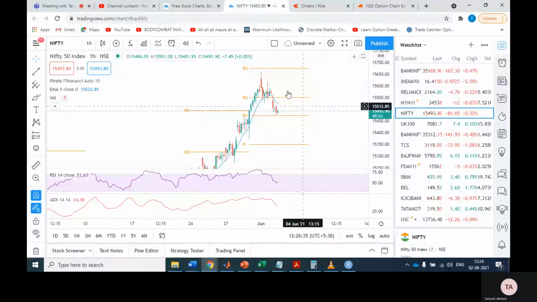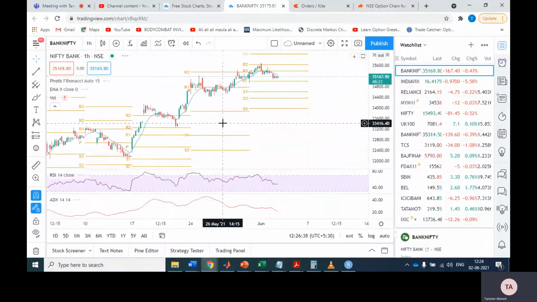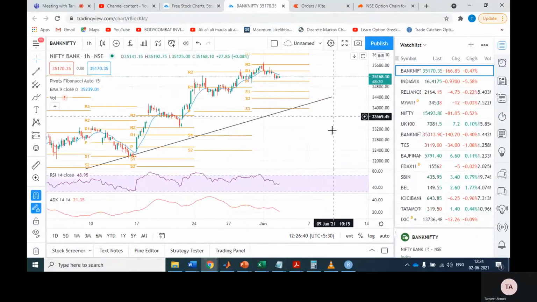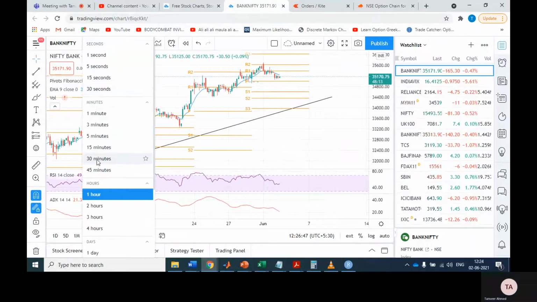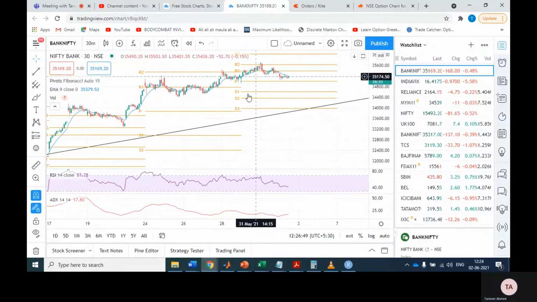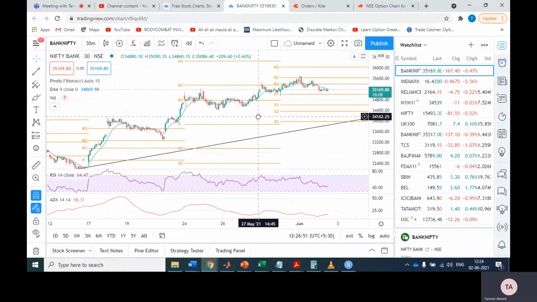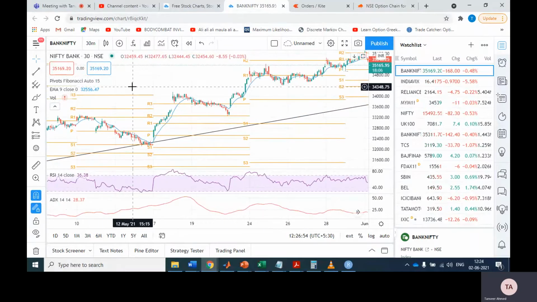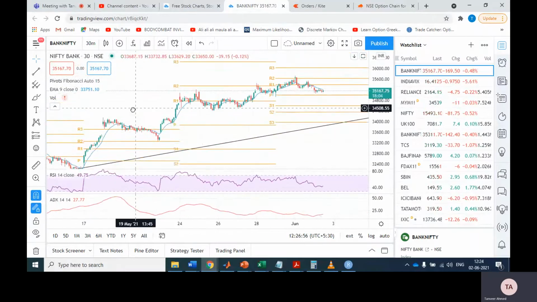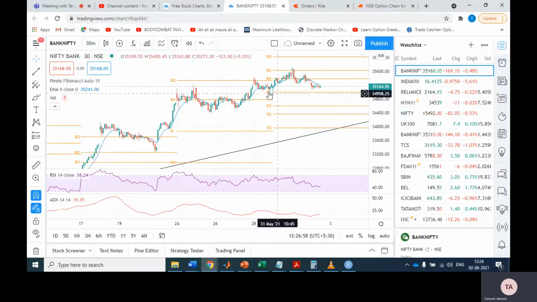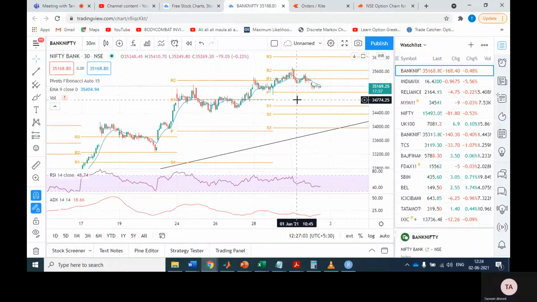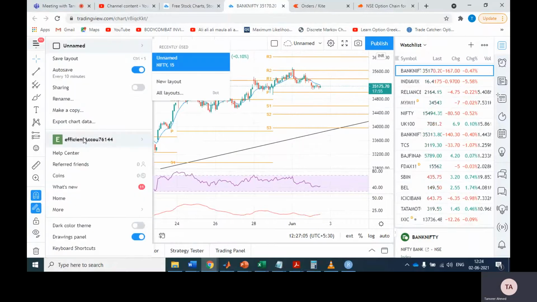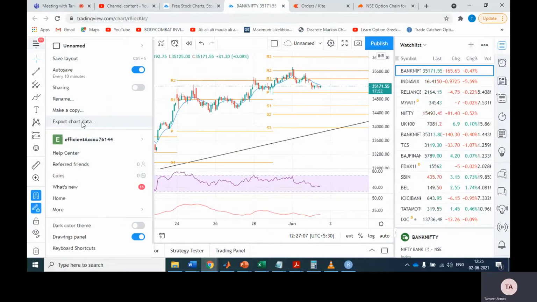So let me show you Bank Nifty. Okay, so this is Bank Nifty. Now what I'm doing is I am selecting the 30-minute candle window for Bank Nifty, and I'm using TradingView. Furthermore, I have a paid subscription to TradingView, so I will be using this platform to get my data. Now what I'm doing is I am exporting the entire chart.